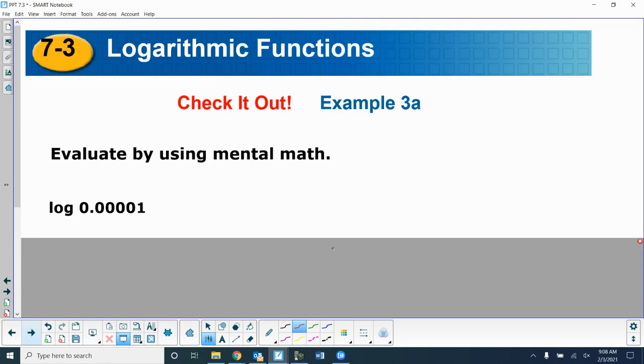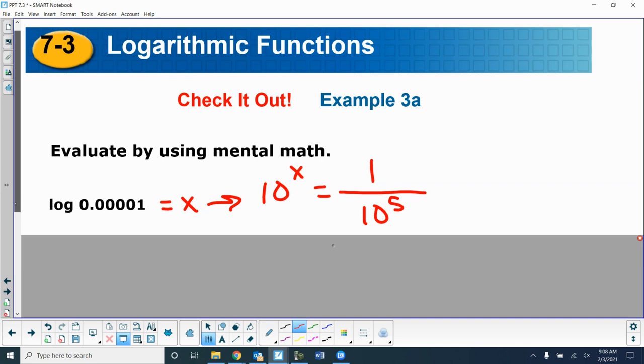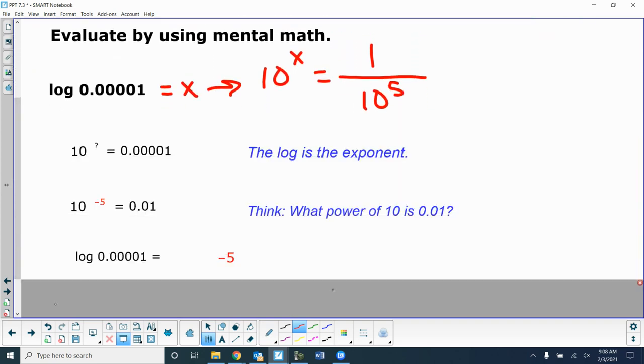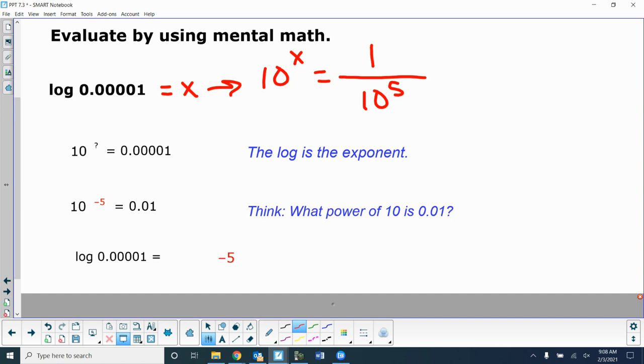What's the base? 10, right? So 10 to the x equals 1/10 to the what? 1, 2, 3, 4, 5. So what's the answer for x? -5. You guys are getting it. Good job.